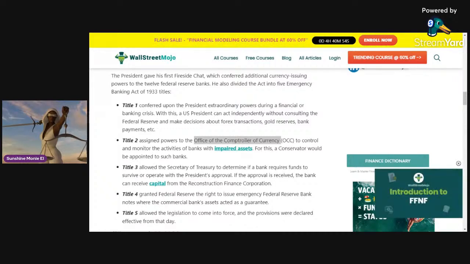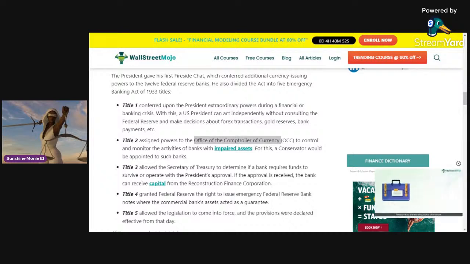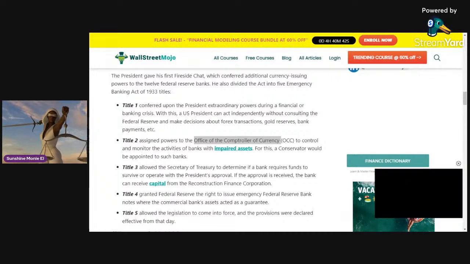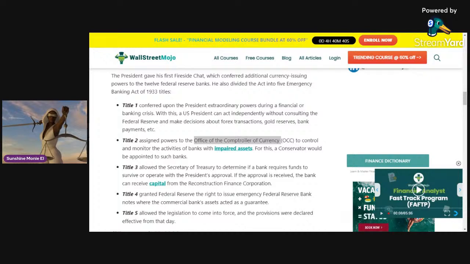The OCC is an independent bureau within the United States Department of Treasury that was established by the National Currency Act of 1863 and serves to charter, regulate, and supervise all national banks and federal thrift institutions and the federally licensed branches and agencies of foreign banks in the United States. The acting comptroller of the currency is Michael J. Hsu.